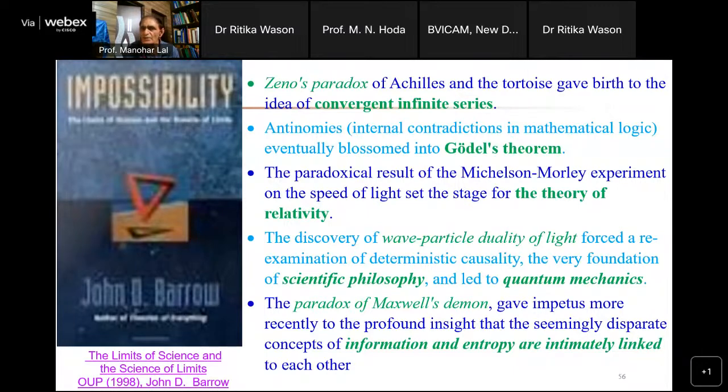The discovery of wave-particle duality of light forced a re-examination of deterministic causality, the very foundation of scientific philosophy, and led to quantum theory. The paradox of Maxwell's demon gave impetus to the profound insight that thermodynamic entropy and information entropy are intimately related. So friends, you can see that paradoxes not only exist in mathematics, they have played a role in physics and other academic disciplines also.